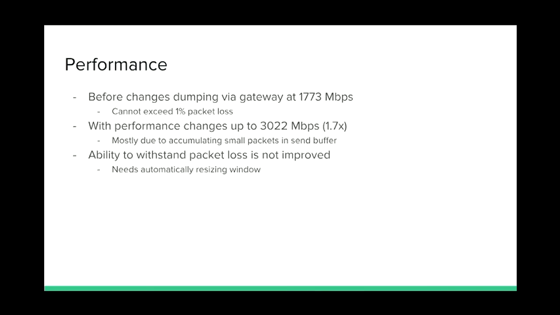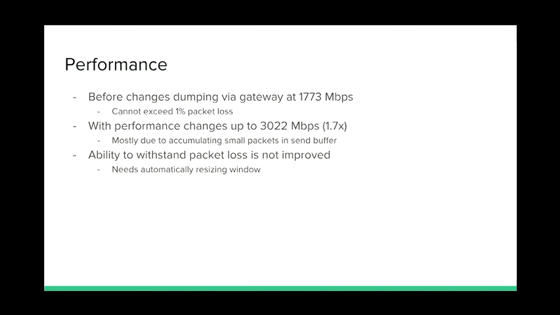Oh, here we go. Here, I wrote some things down now. So before the changes, dumping via the gateway at 1773 megabits per second, but you can't exceed 1% packet loss. With the performance changes, up to 3,022 megabits per second, a 1.7x improvement, mostly right now due to the accumulating of small packets in that SIM buffer. So like I said, the ability to withstand packet loss is not improved yet. That's definitely the next project.